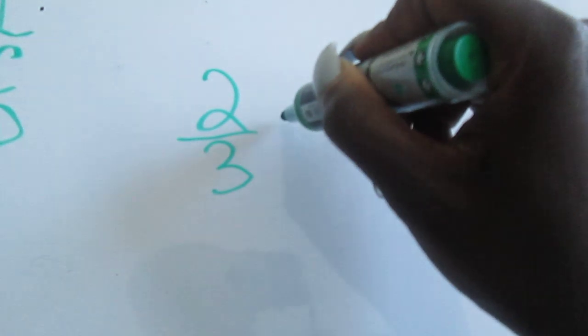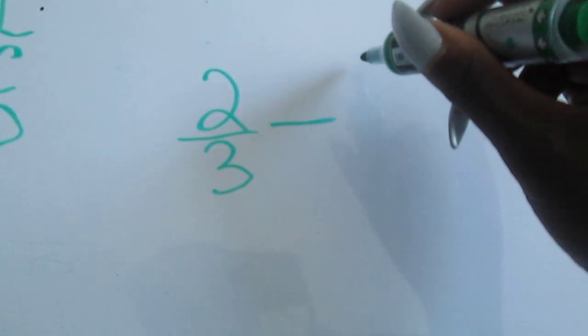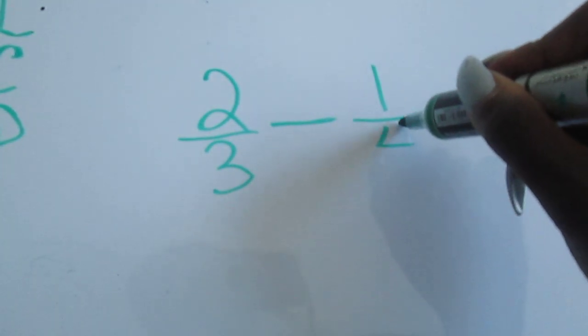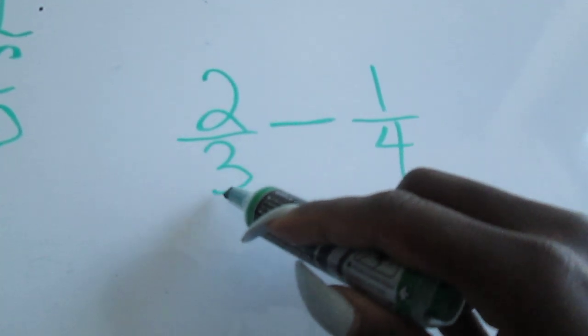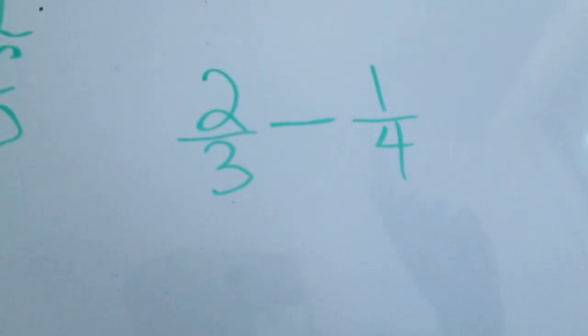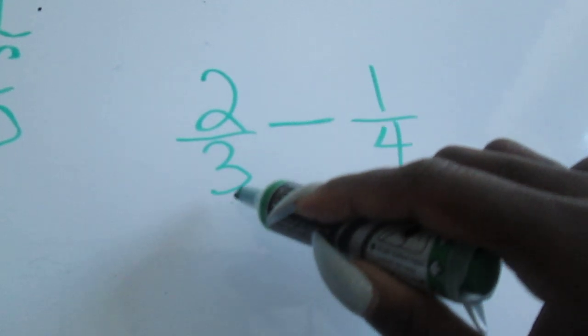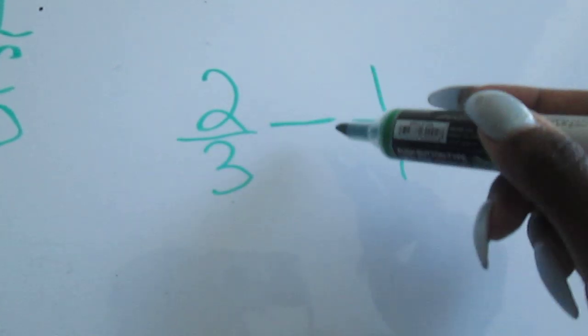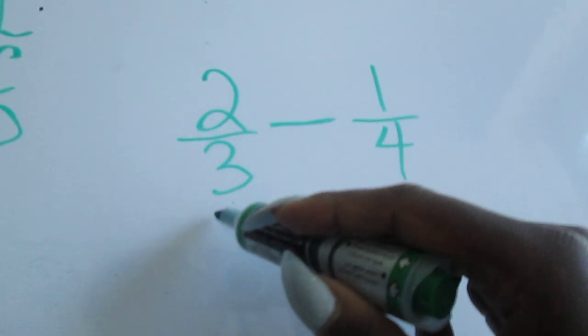So let's practice. Let's get to the meat. I have 2/3 minus this time. Let's do some minus. Minus 1/4. Quickly you see that 3 and 4 are not the same. So I have to make these alike before I start to subtract. Are we ready? So now, what do I have here?